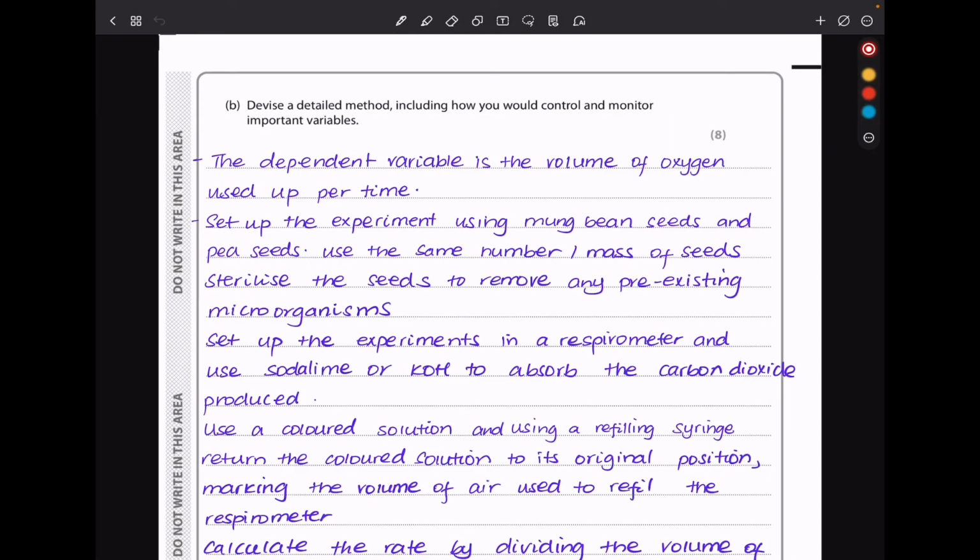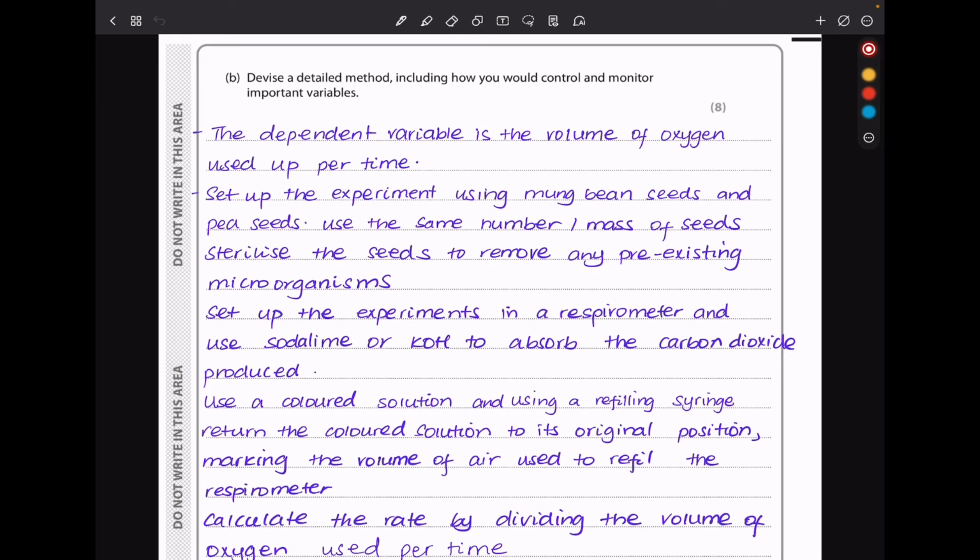In part B, they say devise a detailed method including how you would control and monitor important variables. Here we need to show what is the dependent variable, how are we going to measure the dependent variable, how are we going to control the variables, how are we going to ensure that the conditions of the organisms used are the same. So I say the dependent variable is the volume of oxygen used per time. You need to set up the experiment using mung bean seeds and pea seeds. Of course, use the same number or mass of seeds.